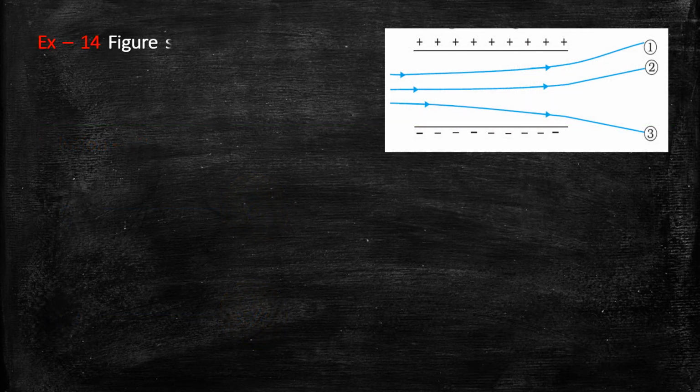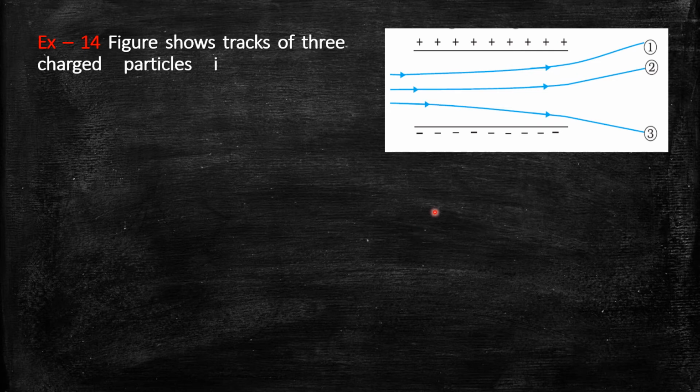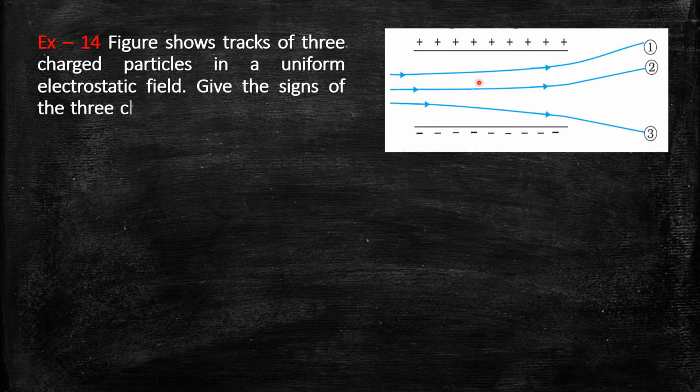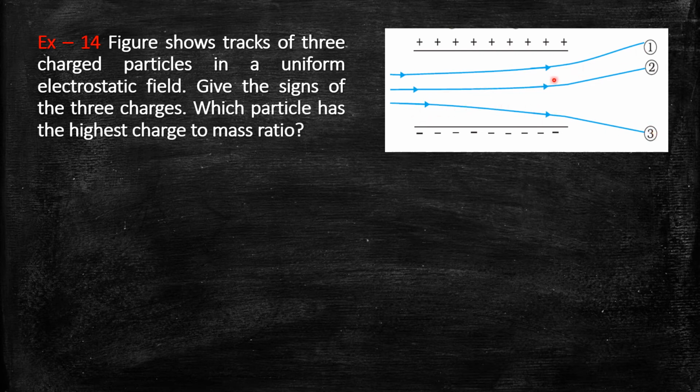In the 14th one, we have a figure given, and as we can see in the figure, we have positive charge, negative charge. So you have an electric field downward, and through this electric field, three particles are allowed to pass. The third particle, as we can see here, is going down. First and second are going up. And in this situation, we have some questions given. Give the signs, positive or negative, of the three charges. Which particle has the highest charge to mass ratio? Now, no numerical values are given.